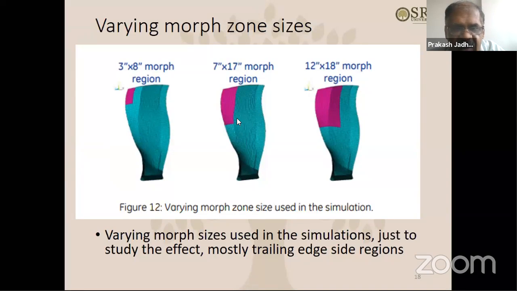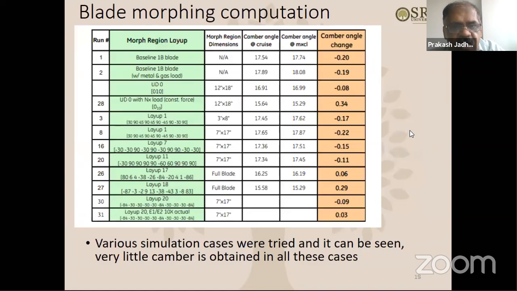But yeah, so basically we tried to vary this region, and every time we created a local coordinate system there and incorporated the optimized layout, and then we tried to measure the camber for this actual blade. So these are the results for the actual blade.